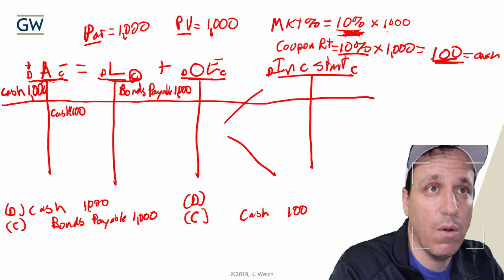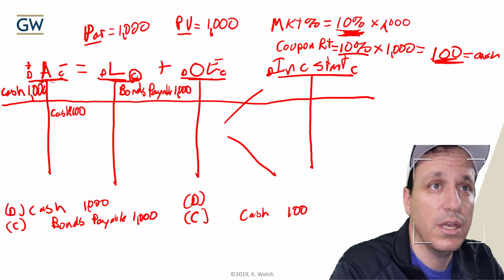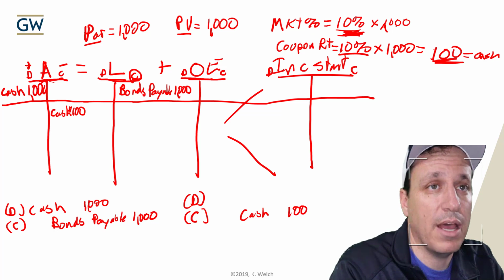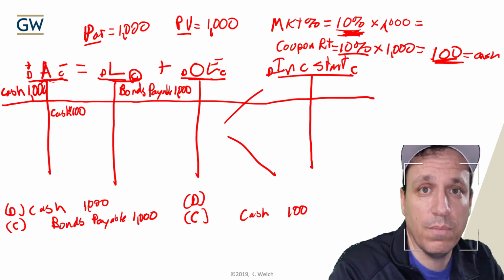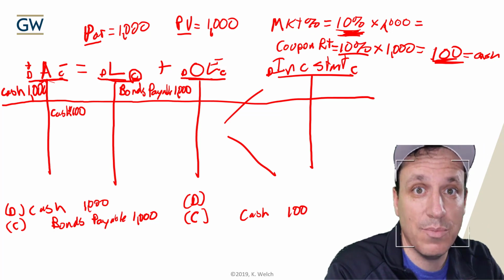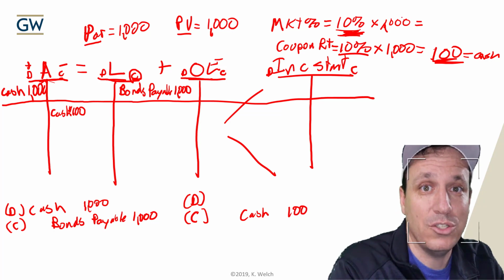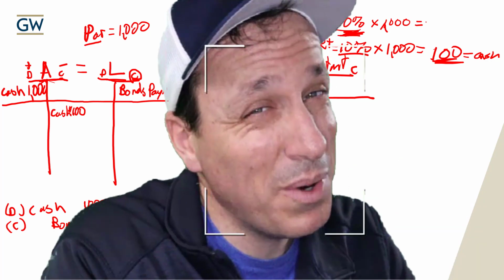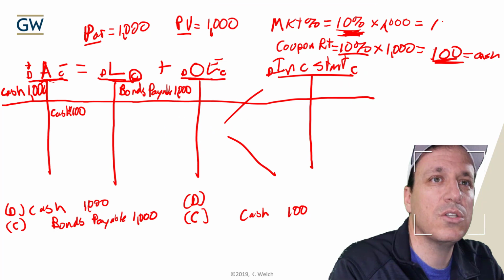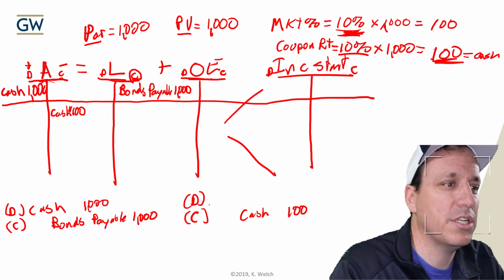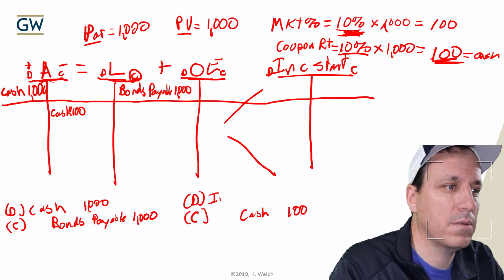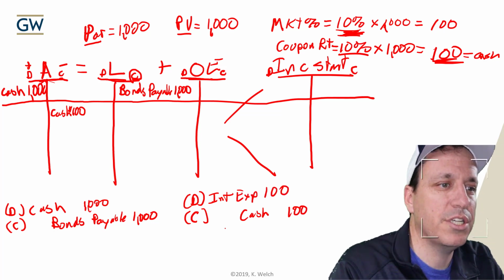Now you're going to say, oh, I can just shortcut this and always use whatever the market rate, coupon rate. It doesn't matter if it's a bond issued at par. It does matter if it is a bond issued at a premium or a discount. There's a reason why we're starting with this one. So this is also equal to 100. And so our interest expense, debit interest expense for 100. Right? So our interest expense is 100 and our cash is 100.